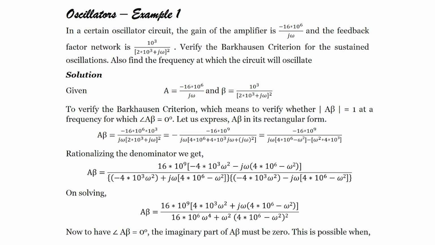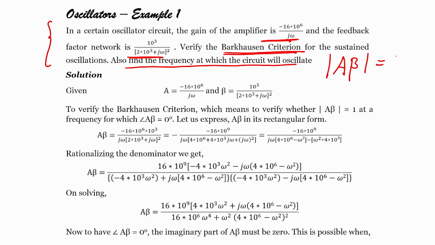So, let us see an example, okay, interesting. Let us read the problem statement. In a certain oscillator circuit, the gain is given and the feedback is given. Verify the Barkhausen criteria for sustained oscillation. Also find the frequency at which the circuit will oscillate. So, what is our criteria? A into beta should be equal to 1. Second is phase shift, the phase should be 0 degrees, the phase of the input provided through the feedback, right. Third, we require to find the frequency at which the oscillations will start.